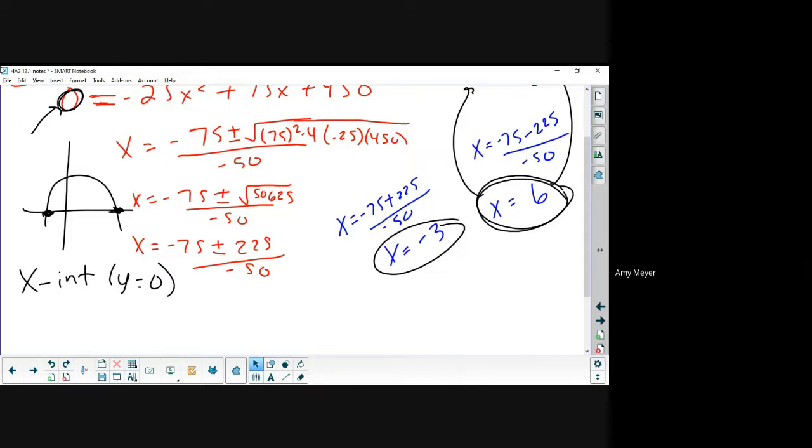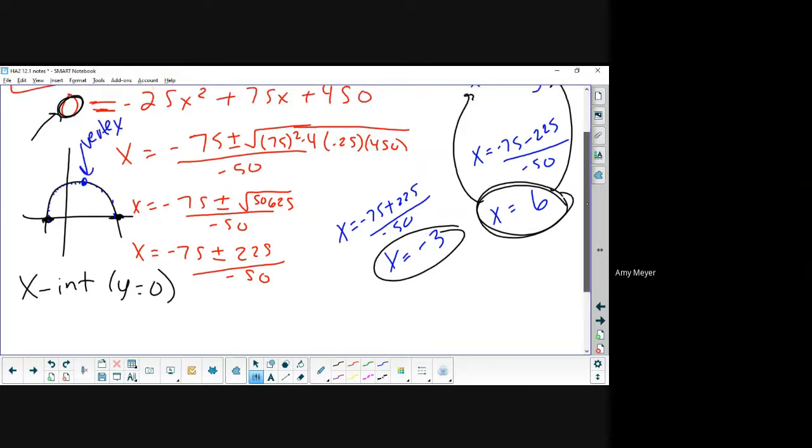If I'm Miss Picasso and I'm trying to figure out how much to sell these calendars for, what point do I care about on this graph? The vertex. Don't I want the highest one? I want the highest output, the highest Y. So let's calculate the vertex.